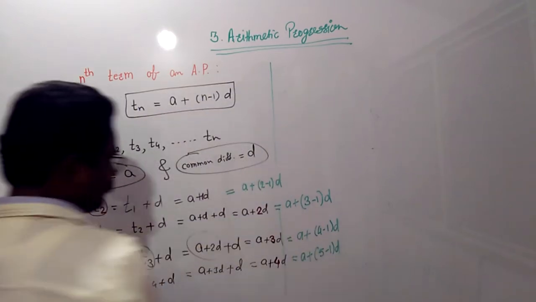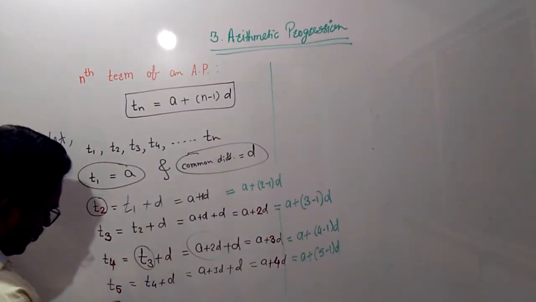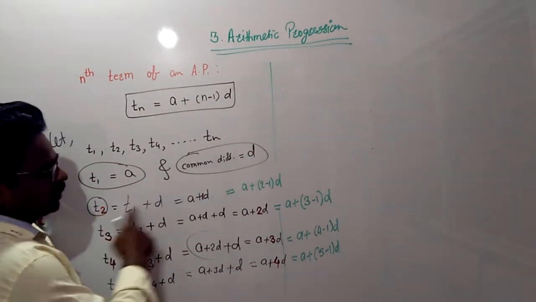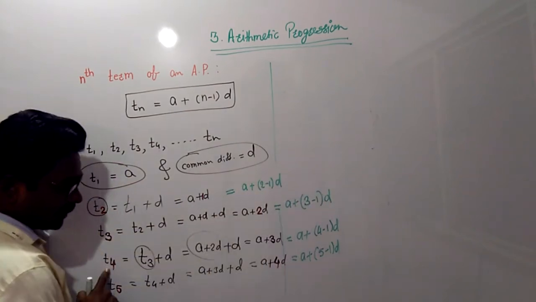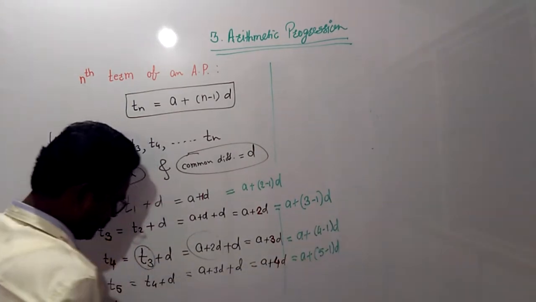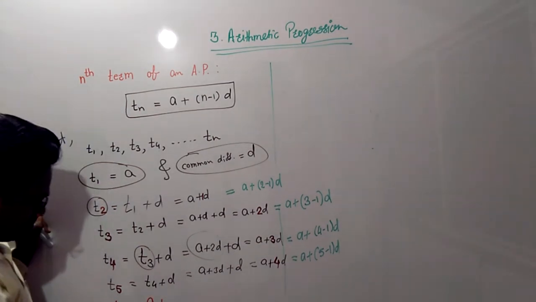Now in the similar way, students, can we write the nth term, Tn? T2: (2 minus 1)d, T3: (3 minus 1)d, T4: (4 minus 1)d, T5: (5 minus 1)d. a is always there, so a is always there, plus Tn.